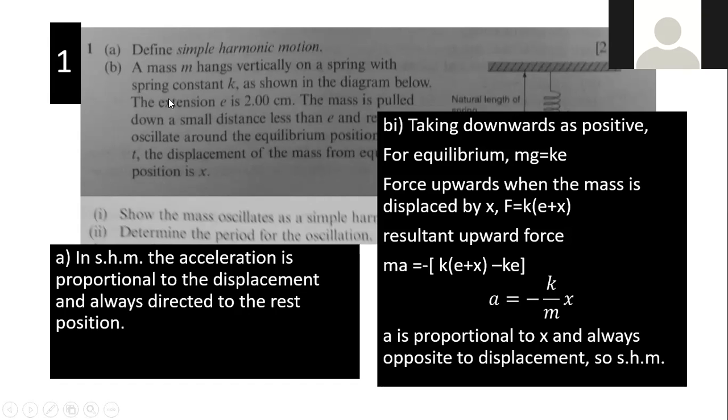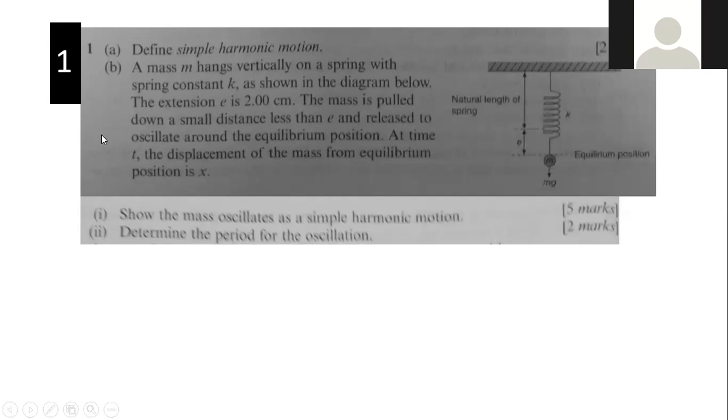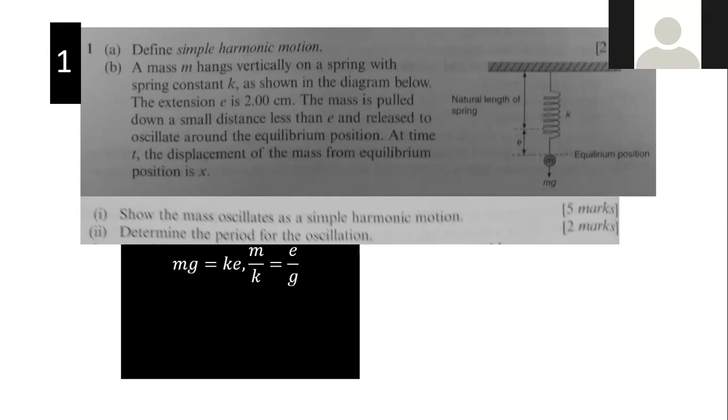Okay, no answer means you're all right. Let's carry on. Determine the period. That's what we have obtained: mg equals ke, so m over k equals e over g. That is what we have derived previously.